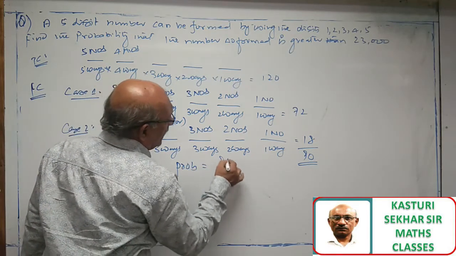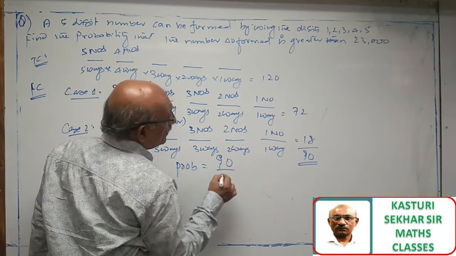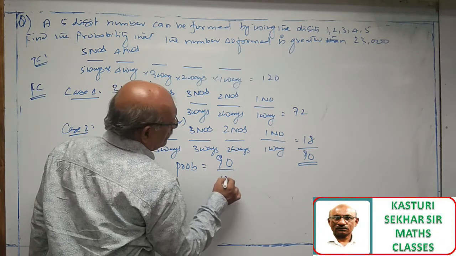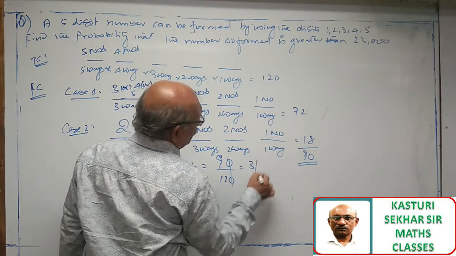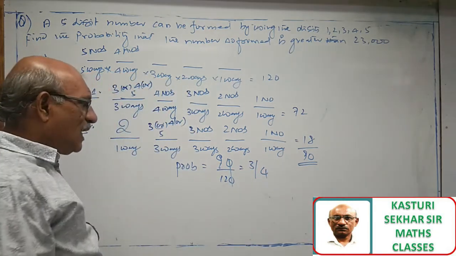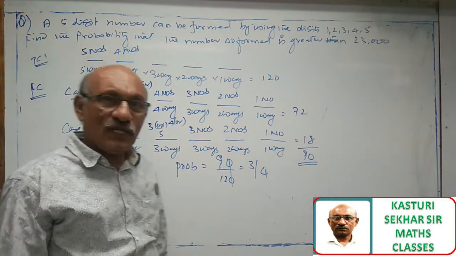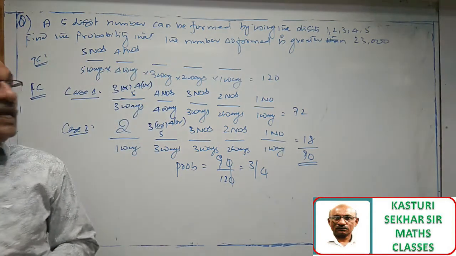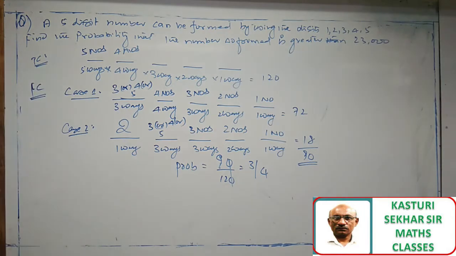Probability is equal to 90 divided by 120. This is 3 by 4. 9 by 12 means 3 by 4. That is the probability. Note down the solution, sir.